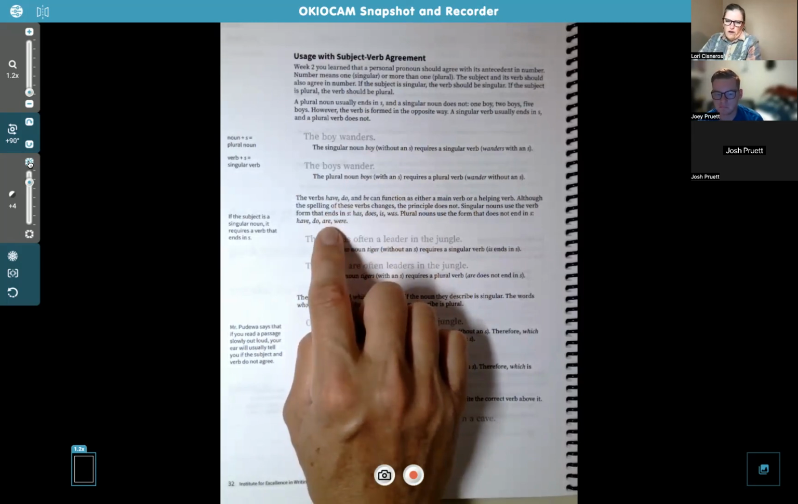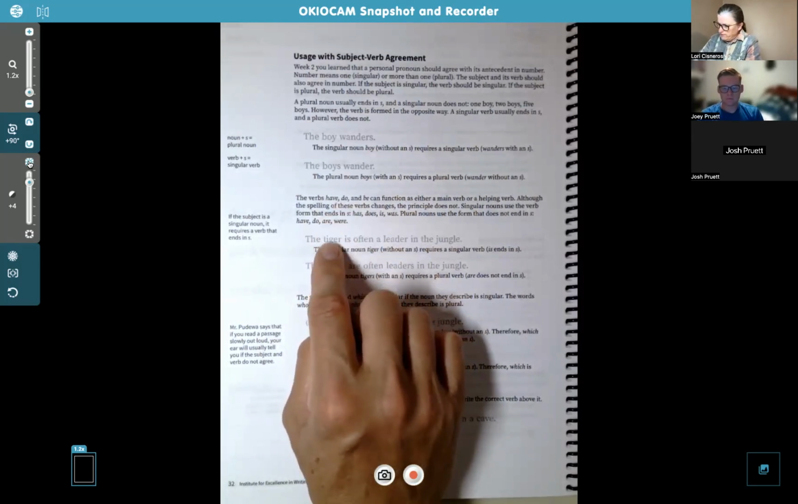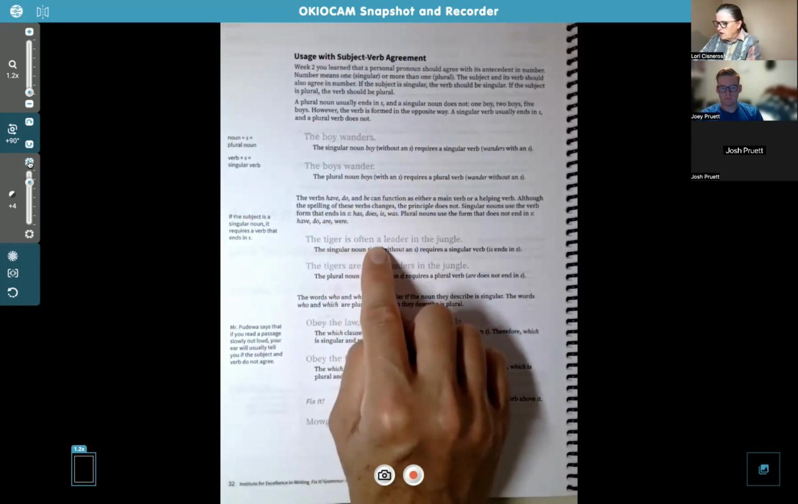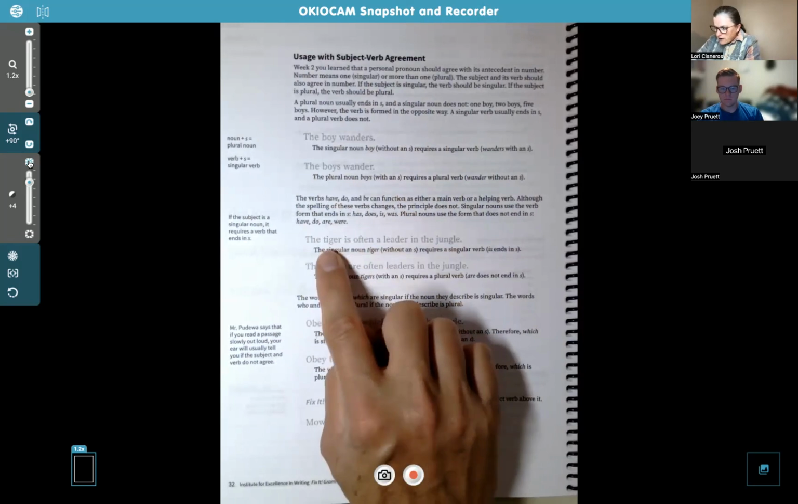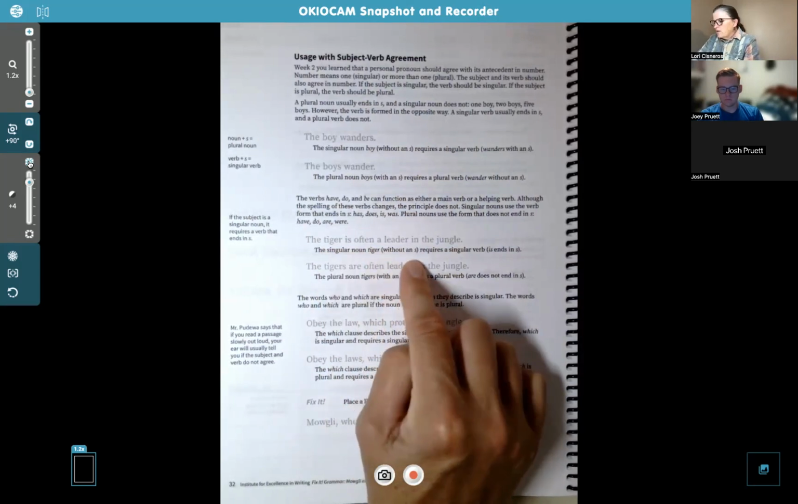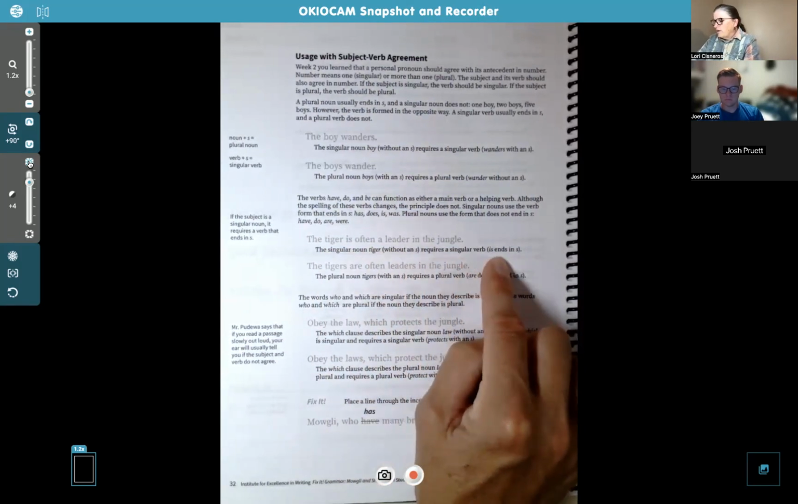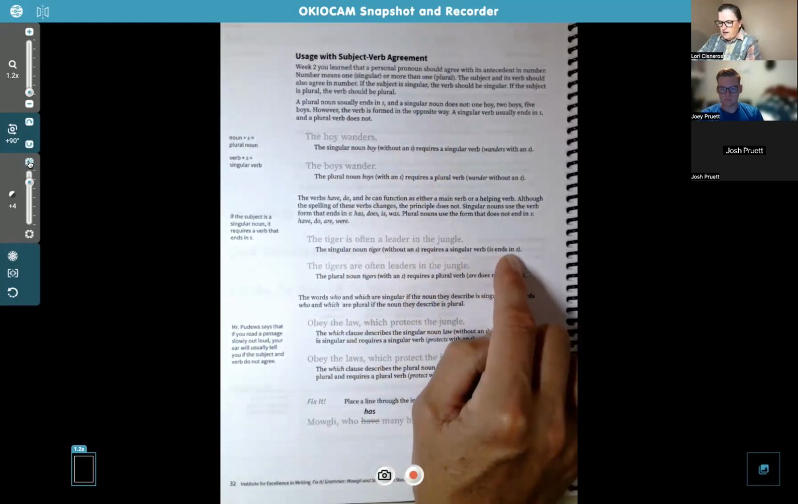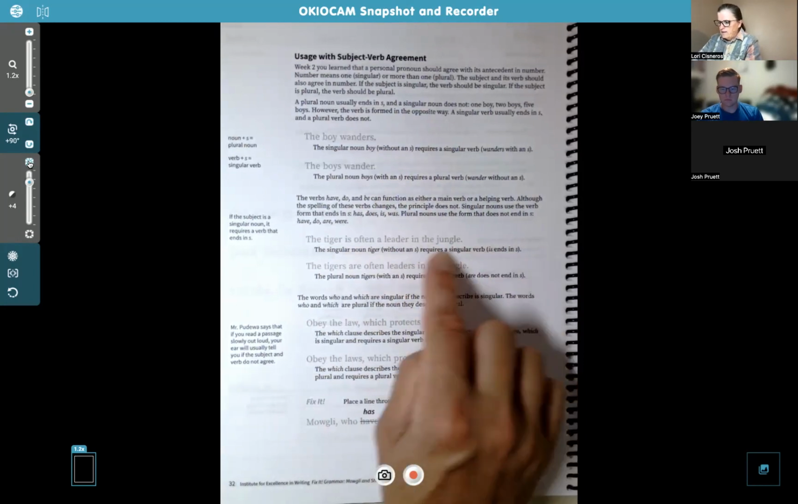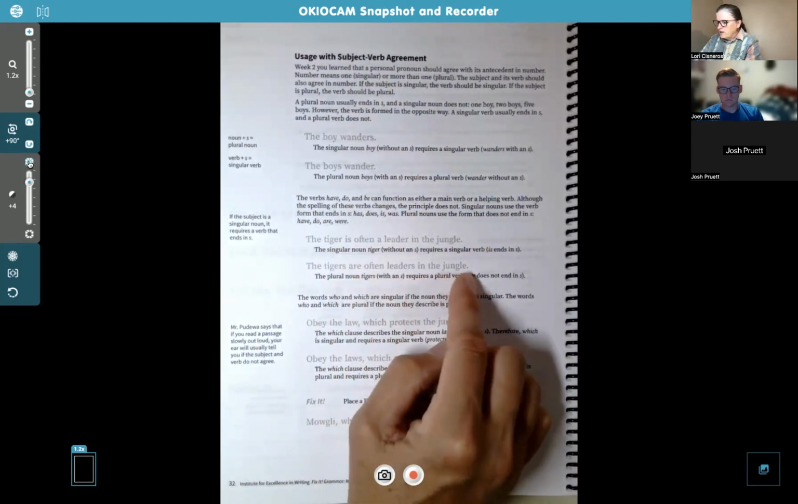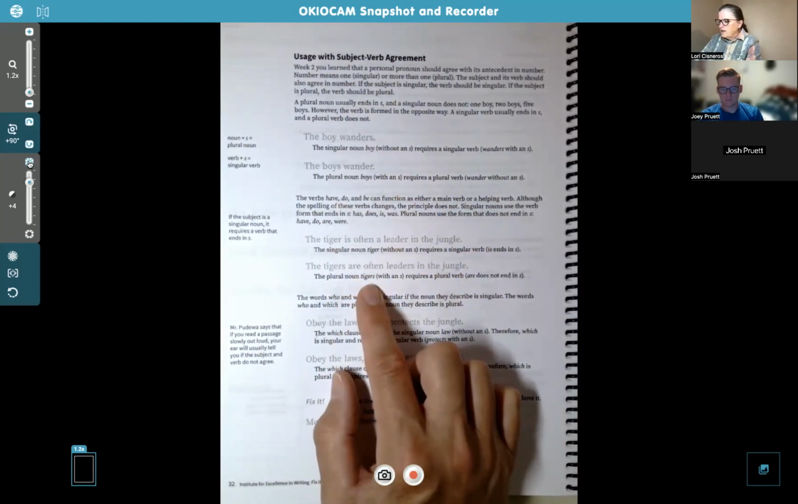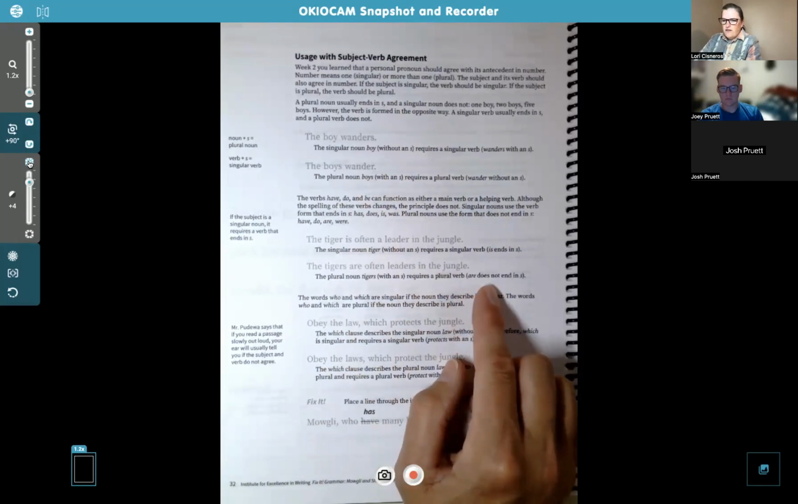Plural forms of the verb. The tiger is often a leader in the jungle. So the singular noun tiger without the S requires a singular verb, is, ending in S. The tigers are often leaders in the jungle. So plural tigers, plural verb does not have an S.